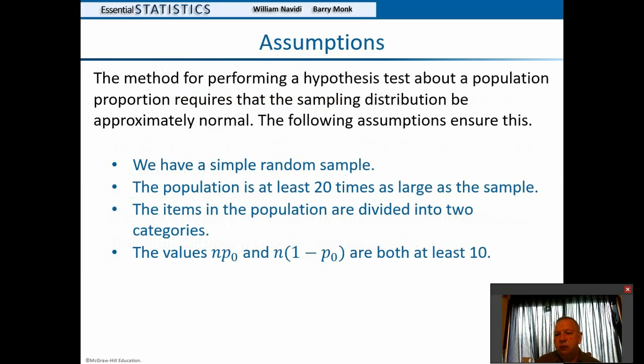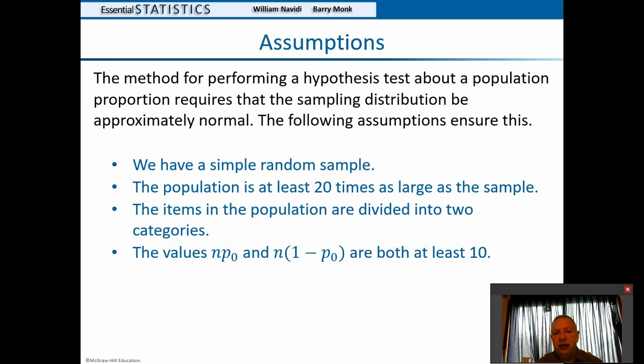Here are some assumptions before we go forward. We have to have a simple random sample that we obtained the sample proportion from. The population is at least 20 times as large as the sample. So we need a large population and then a sample, but the population has to be at least 20 times that. The items in the population are divided into two categories. It's either in the category or not in the category, so you don't have any overlap.